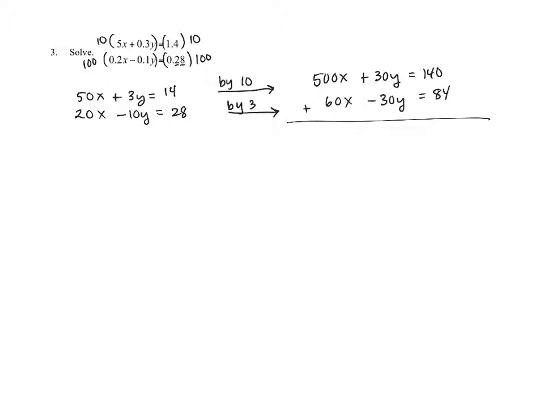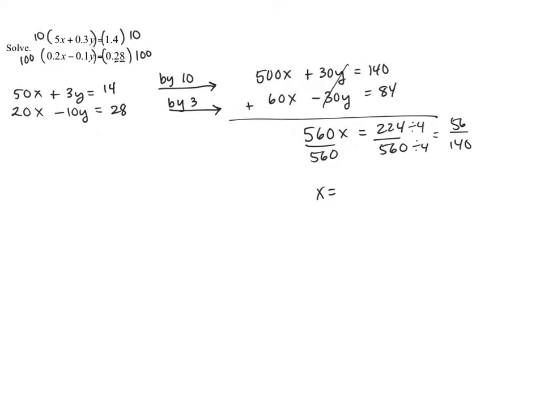Okay, and now we use our addition method. Our y's cancel. So I've got 560x is equal to 224. And then dividing by 560, this takes quite a bit of simplifying. It looks like I could divide both of these by 4, and then I would get 56 over 140. And then both of these could get divided by 14, and that would give us 4/10. And then that would simplify to 2/5.